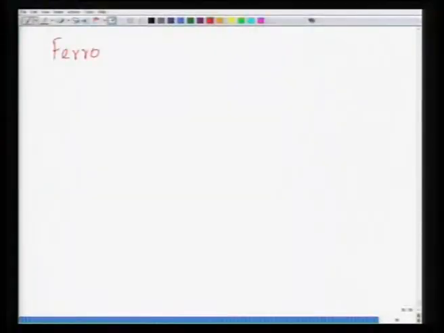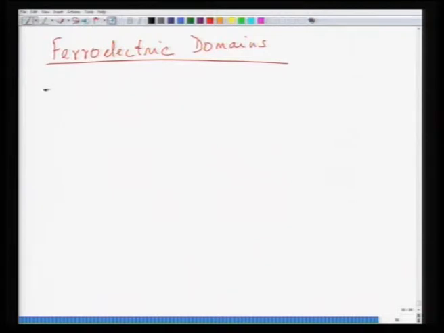So, we started with the topic on ferroelectric domains after we completed first and second order transition. As we discussed, ferroelectric domains are regions of uniform polarization. That is one of the essential characteristics.